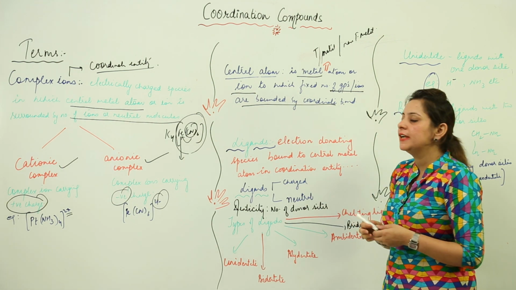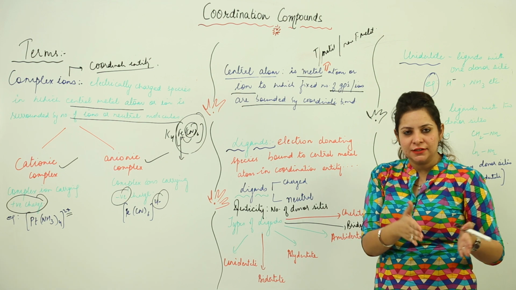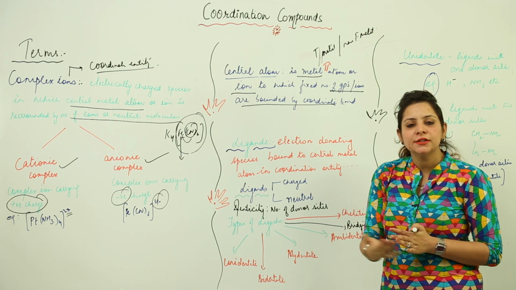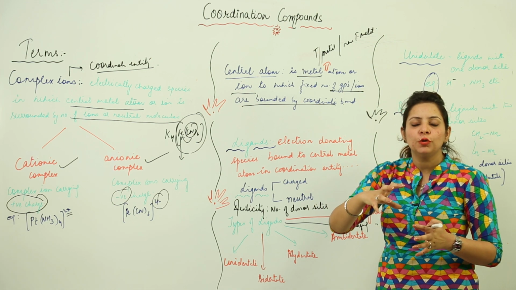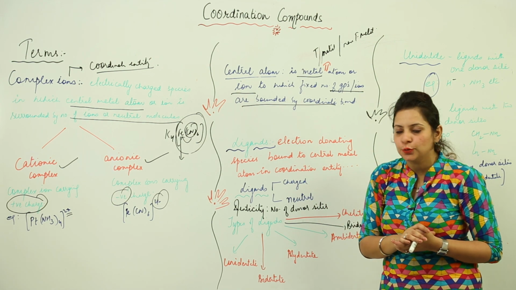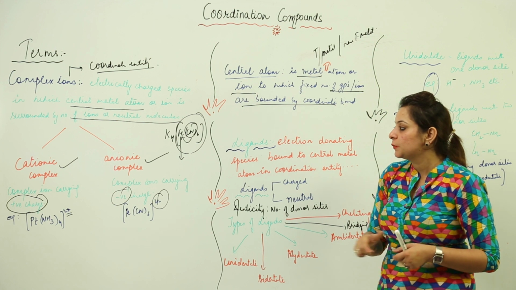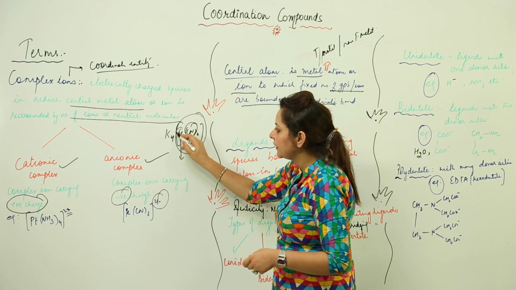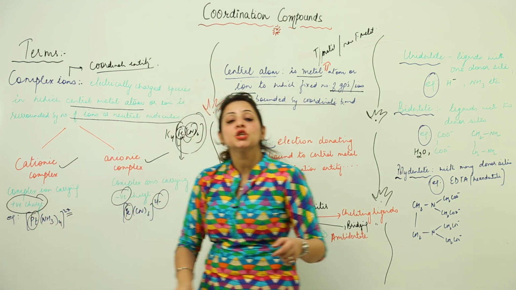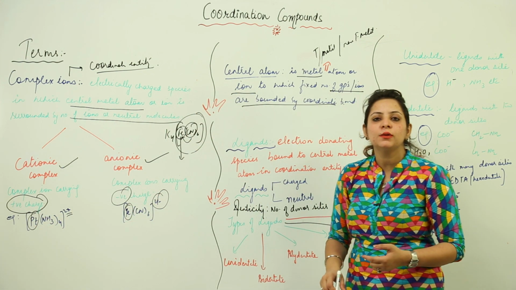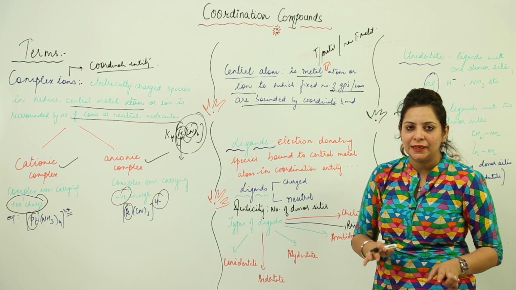So what is the central atom? The central atom is basically a transition metal or inner transition metal, to which a fixed number of groups or neutral molecules or ions are joined. So that is a central atom. In this case the central atom is Fe, in this case again it is Fe, in this case it is platinum. Likewise you can make out what the central atom is in the given complex.